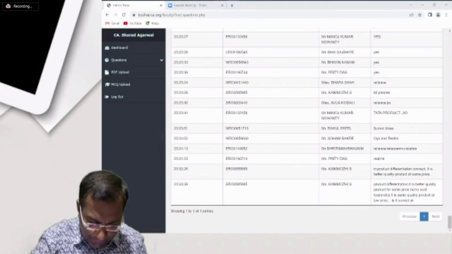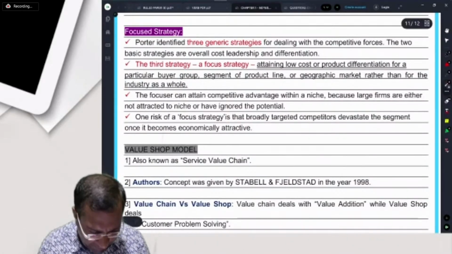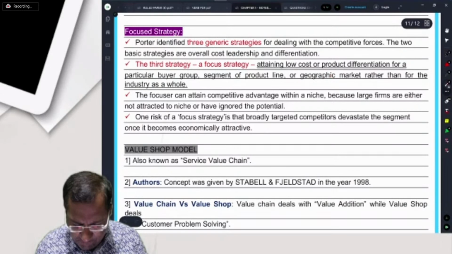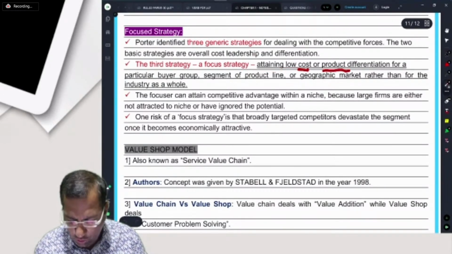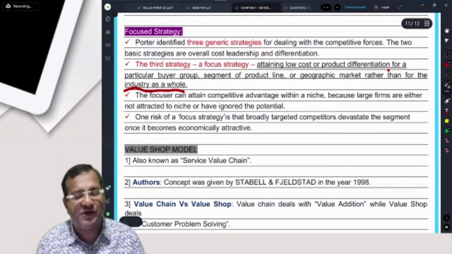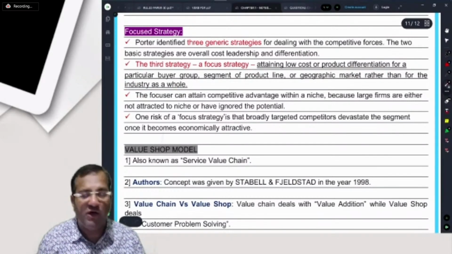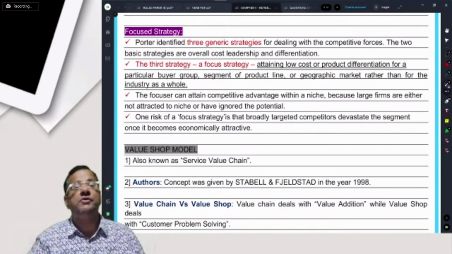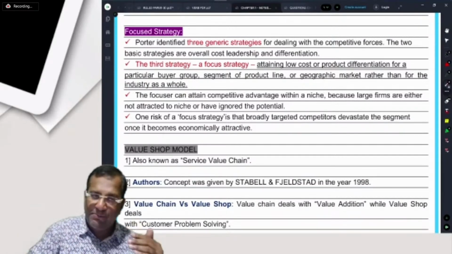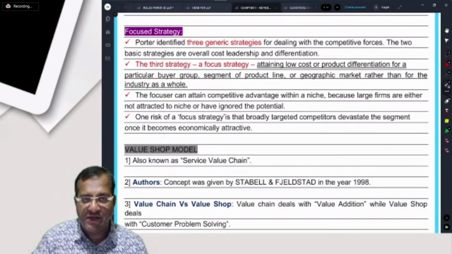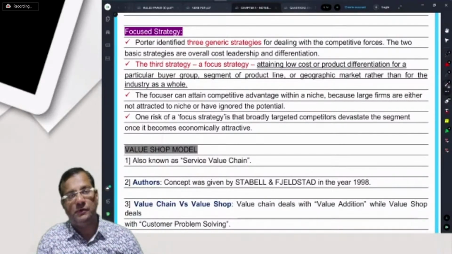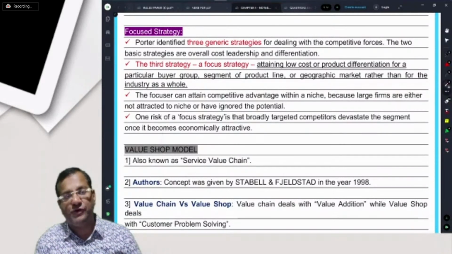Clear, beta? Look, there are 3 things, which I have given you in the notes. Particular buyer group, particular product line, particular geographical market, where you are enjoying low cost advantage and product differentiation rather than the industry as a whole, then you are said to have a focused strategy. For example, CA. Okay, beta, take an example. A chartered accountant in practice can provide services to individuals for filing returns or for different GST works or for company work. A chartered accountant in service can provide services to the trust. A chartered accountant in service can provide services to the corporate.